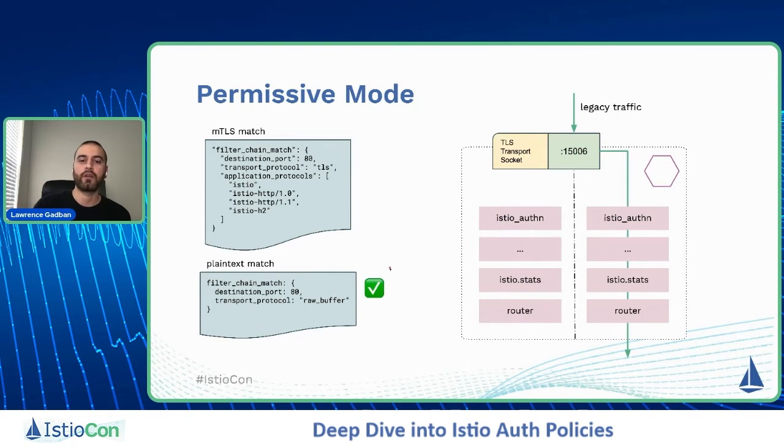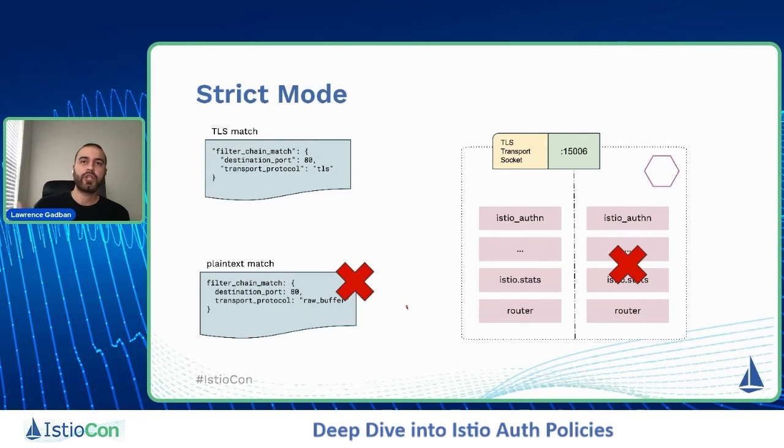When we have legacy traffic or plain text traffic coming in, we have a match for that because we have the destination port of 80 and the transport protocol of raw buffer. That raw buffer is essentially saying not TLS, right? Plain text. And we have a filter chain associated with it. So when legacy traffic makes its way to this listener, we'll select the filter chain associated with this match. And notice that there's no transport socket because we're not really defining anything special as far as TLS goes. So we'll use this one. Now when we actually apply strict mode, let's say we apply the strict mode at the mesh level, right? Every workload's going to get this change.